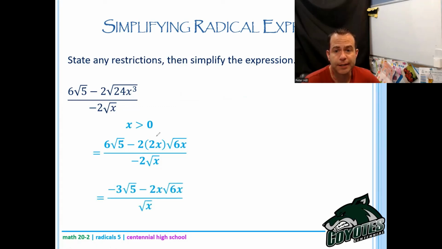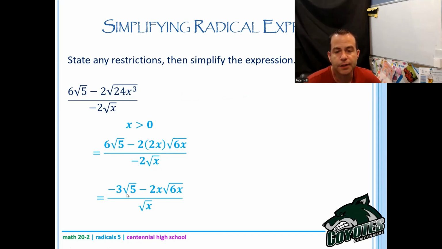Just take a look at what I did here, though. I can take these 2's, divide them out, and then I can take this 6 and divide by that negative 2. So 6 divided by negative 2 is negative 3. And then if I divide those 2's out, I'm just left with one 2, and that's where that 2 comes from. So instead of doing 2 times 2 is 4 and then simplifying, I just get rid of the 2. Okay.